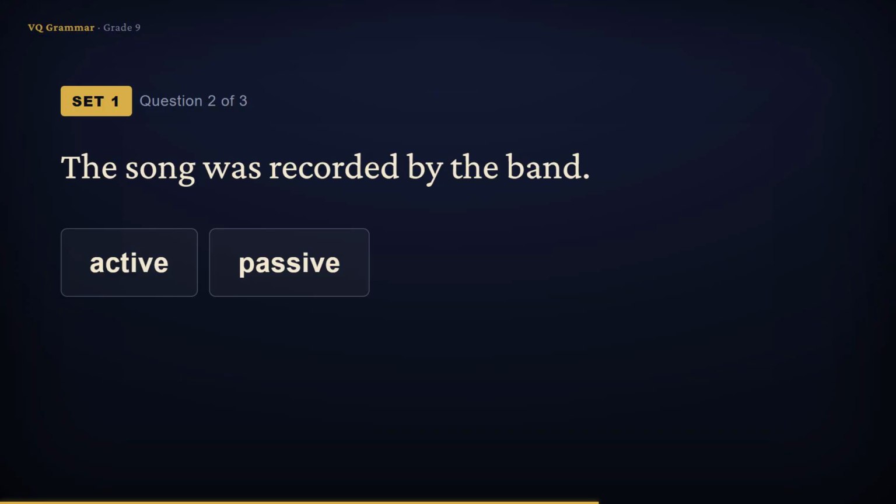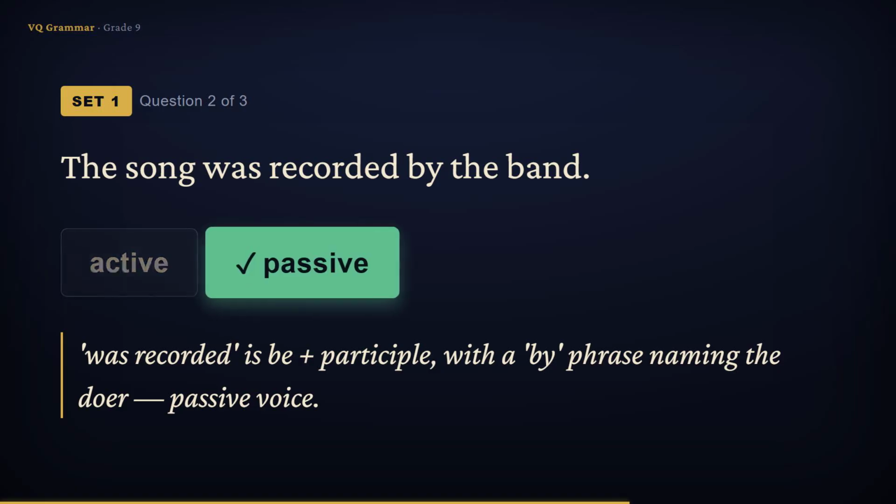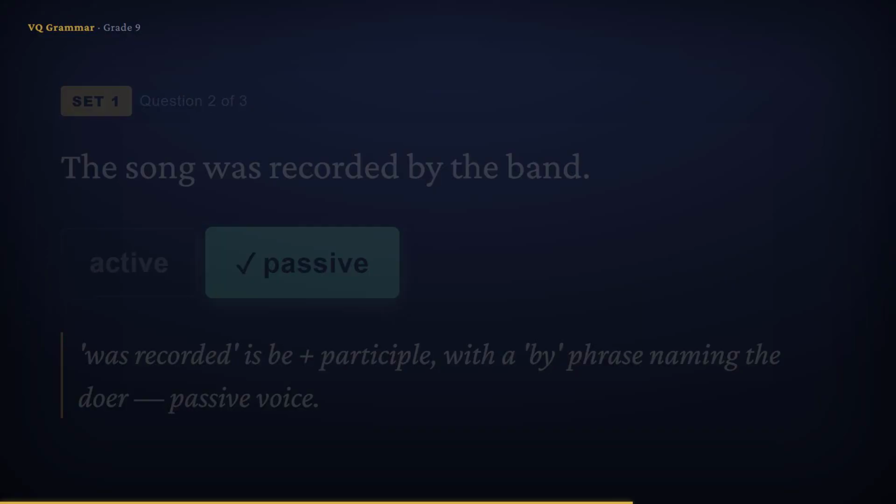The song was recorded by the band. Look at the verb, was recorded. That's a form of be, was, plus the past participle recorded. And there's the little word by, pointing to the real doer, the band. The subject, the song, is receiving the action, not doing it. So this sentence is passive.